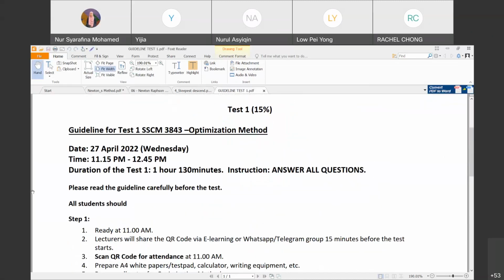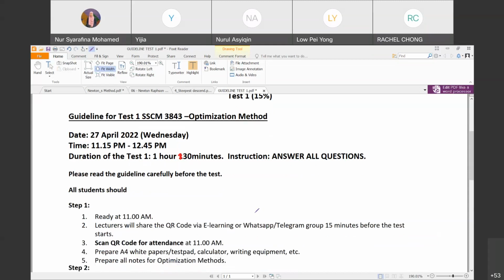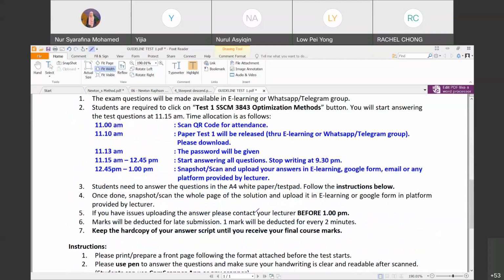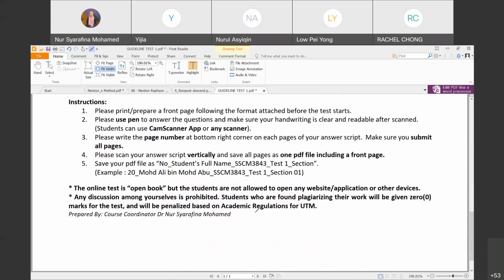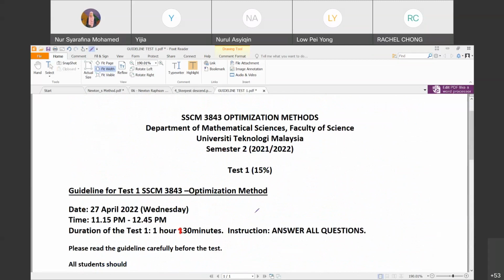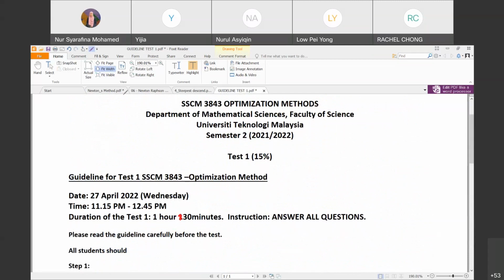Okay, so our test one is on Wednesday. Let's start at 11:15. The time is 1 hour and 30 minutes. All right, so we get ready at 11, then 11:15 we start, and we stop at 12:45. Okay, so it is the usual process for an online test. Alright, any question for today's lesson and for your upcoming test?